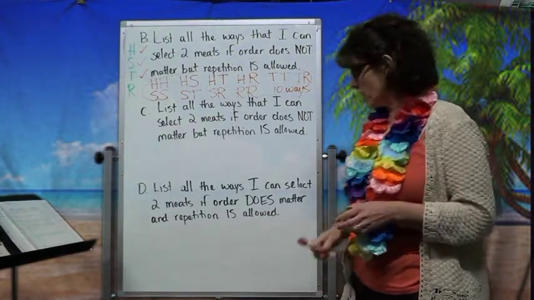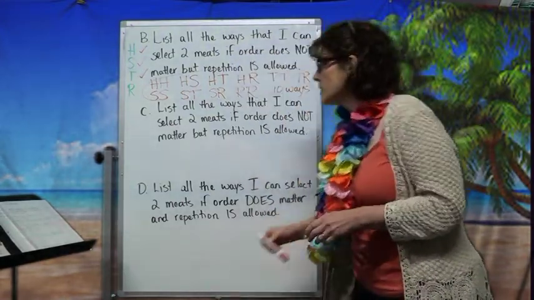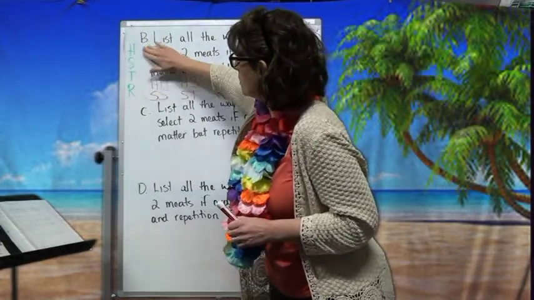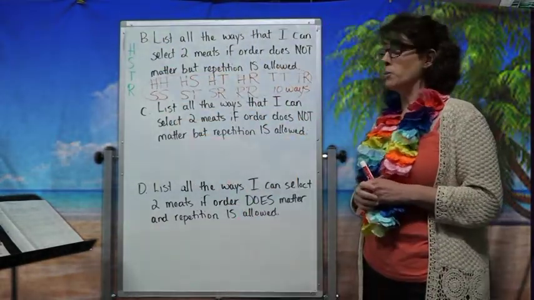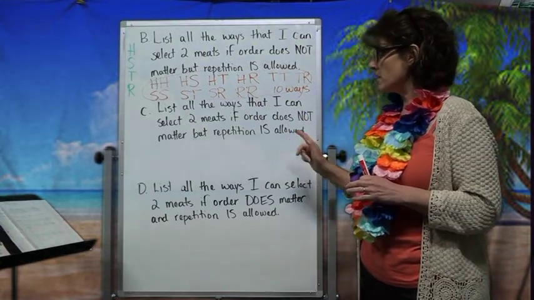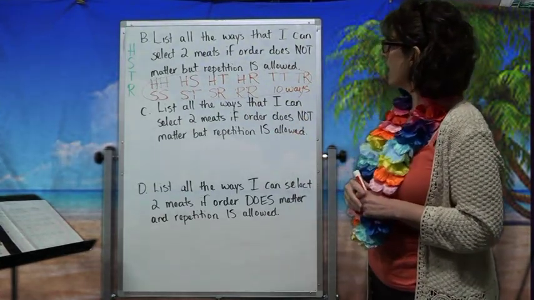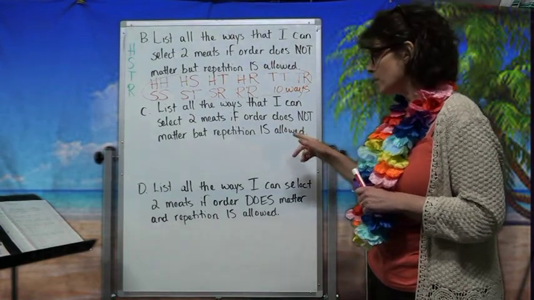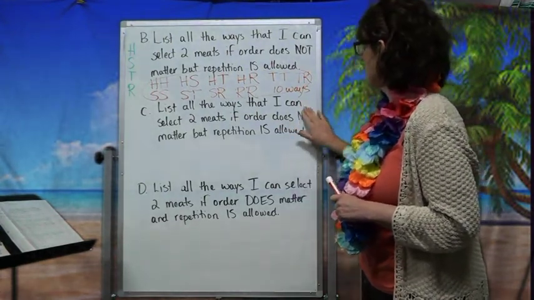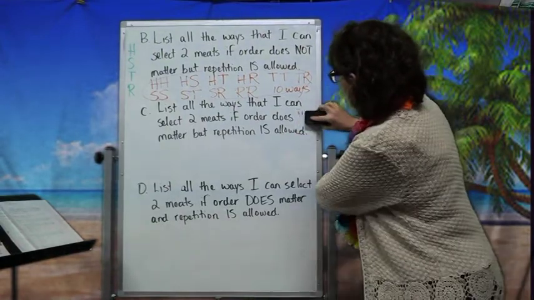So now let's take a look at another situation. This one says I'm still making a sandwich. I'm still using the same meats that are listed up here. I'm still going to select 2, but this time order does not matter. Repetition is allowed, which is exactly what we did right there. So I need to change that up. Oh, order does matter. Okay, let me switch this.